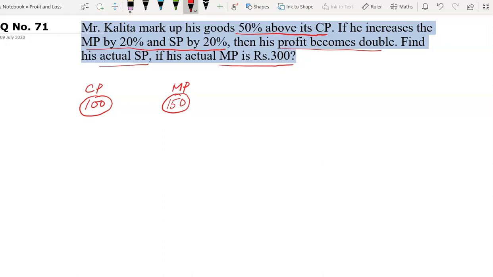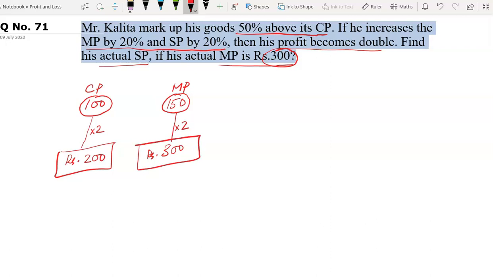Now in this question, the actual mark price is given as rupees 300. So if we see, this is 300 rupees, mark price is 300 rupees. Now in units it's 150. So in order to make it 300, we'll have to multiply by 2. In the same way, we'll have to multiply this by 2. So our cost price will be how much? Rupees 200. Our mark price is rupees 300.